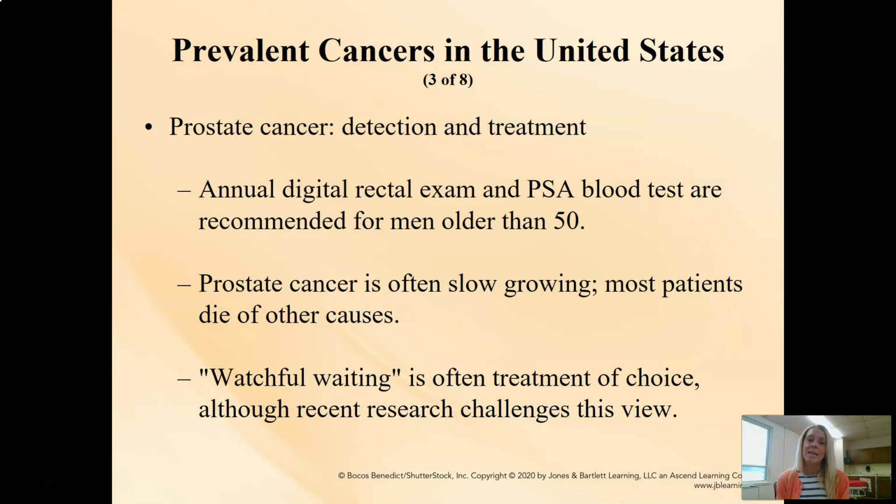Detection and treatment, an annual digital rectal exam and PSA blood test are recommended for all men over the age of 50. Prostate cancer is actually pretty slow growing. Most patients who have prostate cancer die of other causes. So treatment is usually just more watchful waiting. There are some researchers that say maybe more aggressive treatment should be done, but there was some statistics in your book, and 95% of men who have prostate cancer die with it, not of it. So they usually die of some other cause.